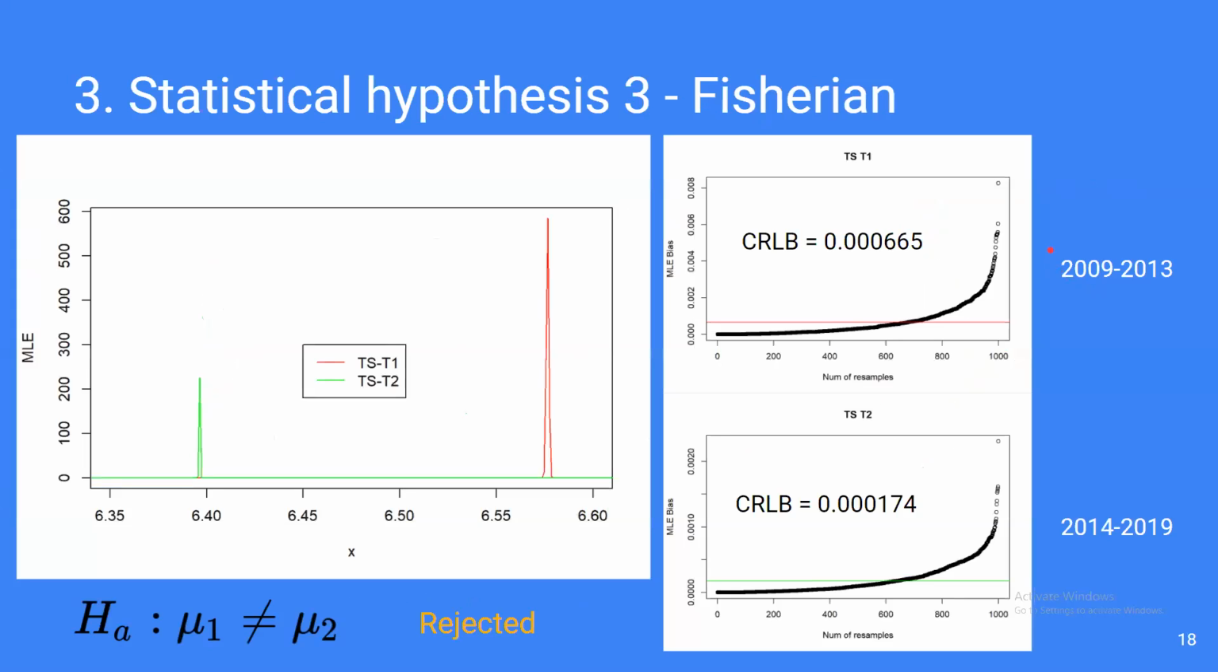Now going to the Fisherian approach, for the different time frames, we see that for the MLE, we have one curve over here in the time frame 2, and we have the curve in red for the time frame 1. And since they're apart from each other and they do not overlap, we reject the null hypothesis and say that the means are different.